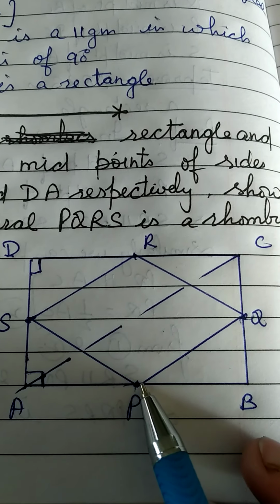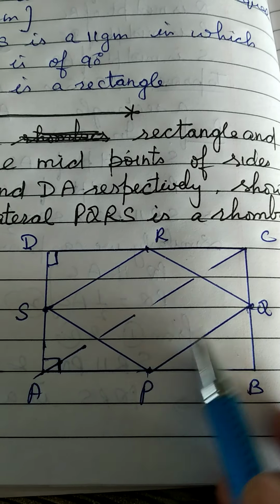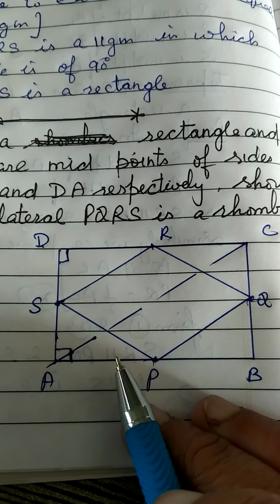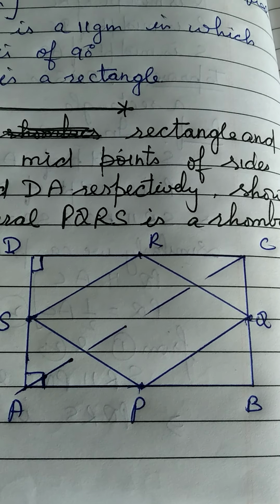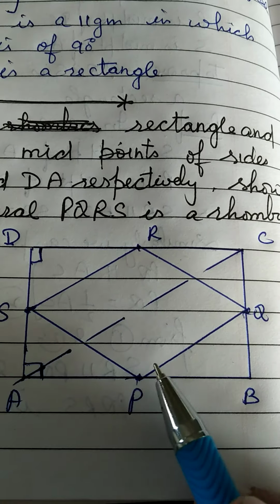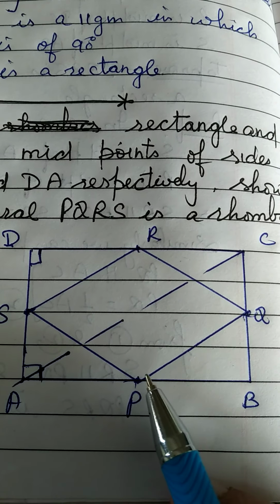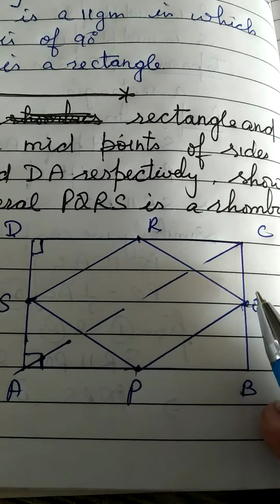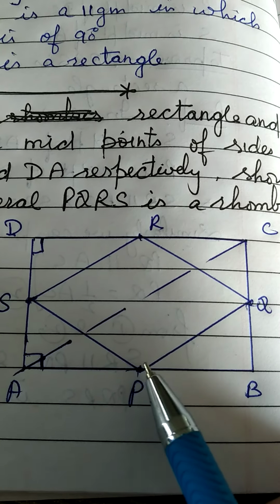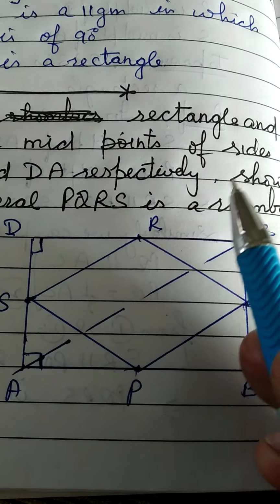Now we are to prove this PQRS is a rhombus. To prove that PQRS is a rhombus, we have to prove that all of the sides of this quadrilateral are equal. First of all, we will prove that PQRS is a parallelogram in the same way as we did in the previous questions.